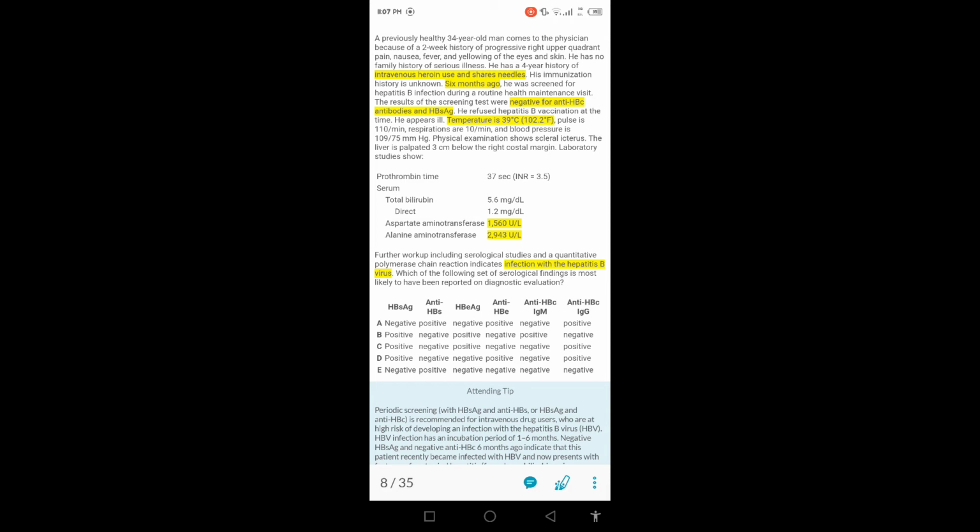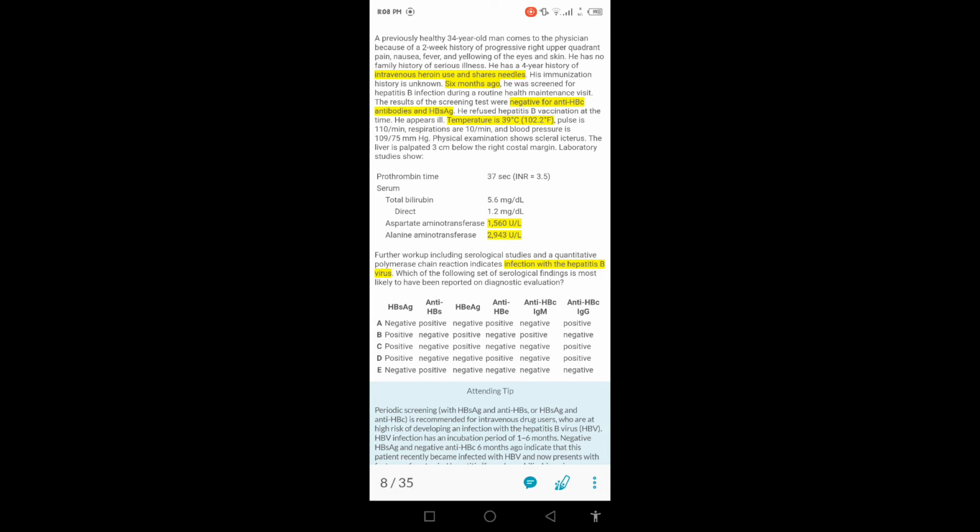So according to the question, we have a healthy 34-year-old man who presents with a 2-week history of right upper quadrant pain, nausea, fever and jaundice. He has no family history of serious illness. He has a 4-year history of IV drug abuse and he shares his needles. His immunization record is not known, and 6 months ago he was offered screening for hepatitis B, during which he was negative for hepatitis B surface antigen and antibodies against hepatitis B C. And he refused hepatitis B vaccination at that time.